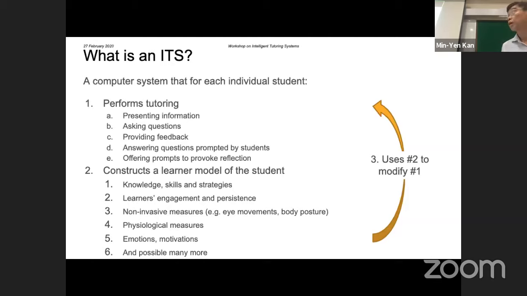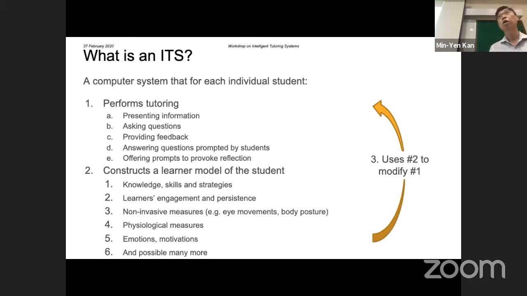Just like imagine a one-to-one tutor. Engage in a dialogue, also receive questions from the student and try to answer those questions, and also offering prompts to promote reflection. So what a personal tutor would do. So you're trying to get the machine to do some of these tasks.